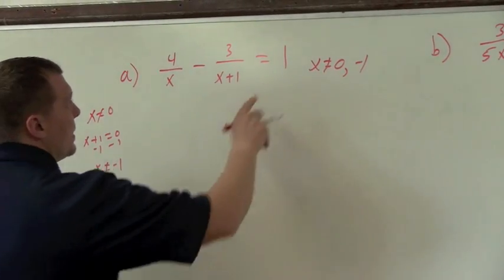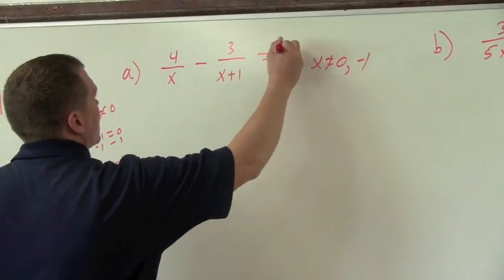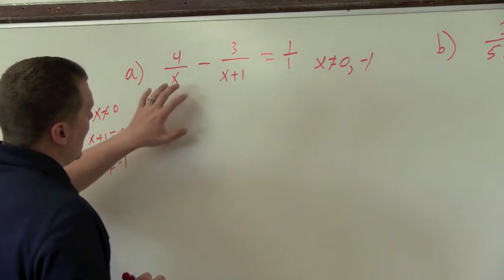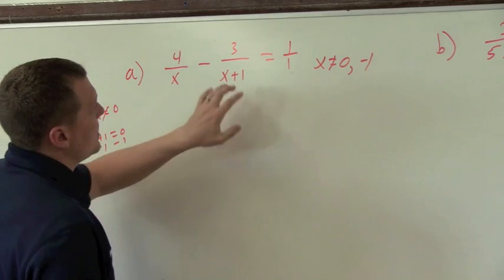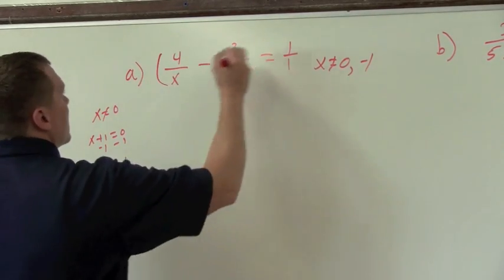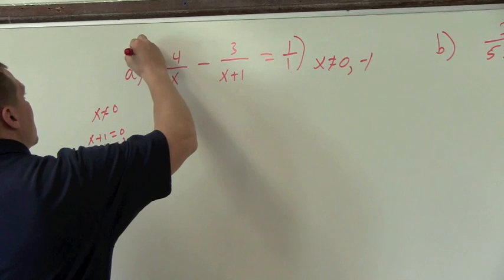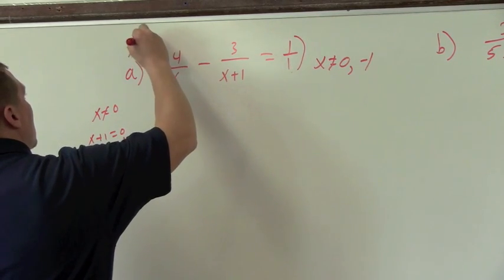Now the common denominator, remember, 1 as a fraction is 1 over 1. So I made everything a fraction. My common denominator would be x and x plus 1. Okay, so our common denominator would be x times x plus 1.